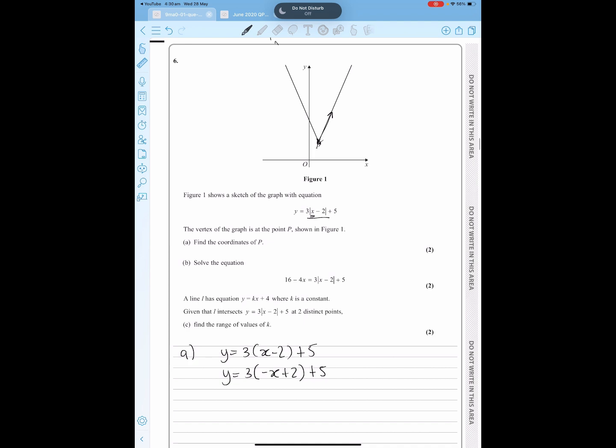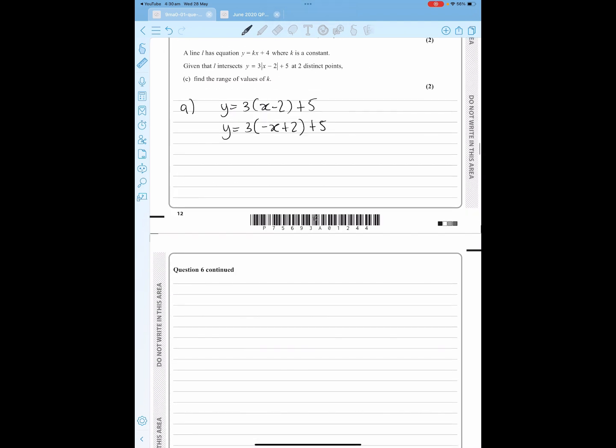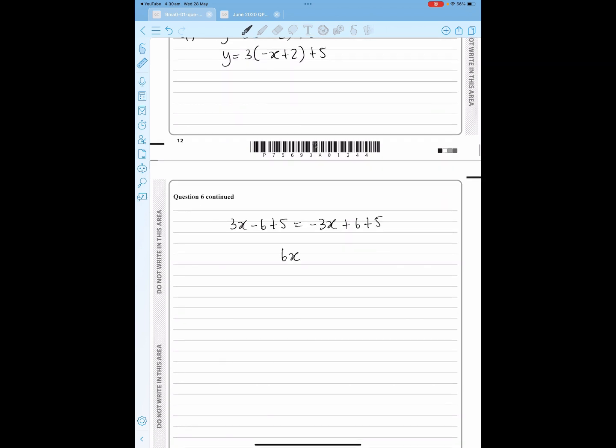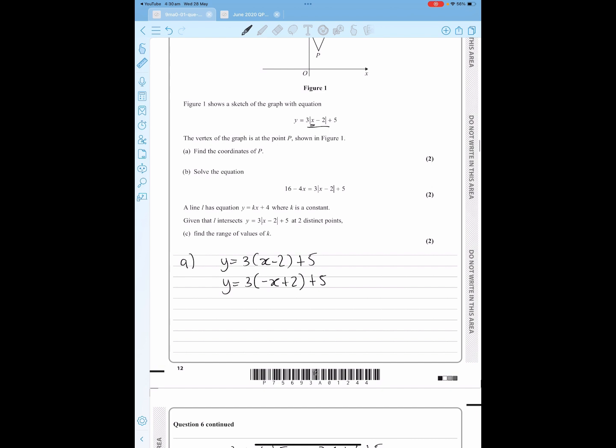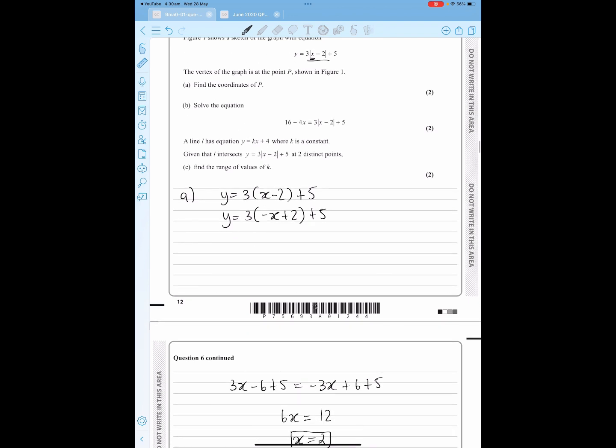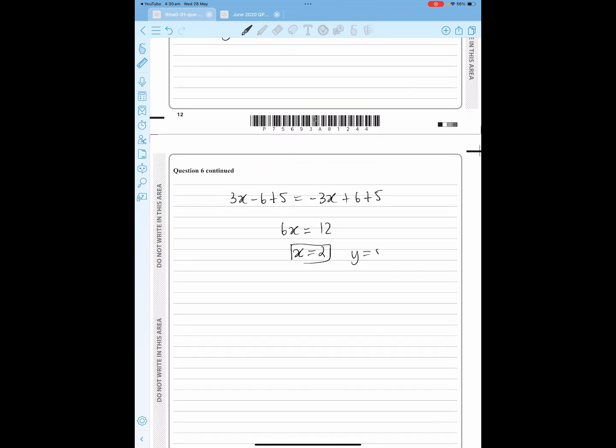Now point P basically is just where these two lines intersect. So we would solve that and you would get 3x minus 6 plus 5 is equals to minus 3x plus 6 plus 5. So you would get 6x is equals to 12, because 11, and then this would be minus 1, that would become 12. So x would be 2. And then when we plug 2 back into the equation, we would get 5, because 2 minus 2 is 0. 3 times 0 is 0 plus 5. So y is equals to 5.